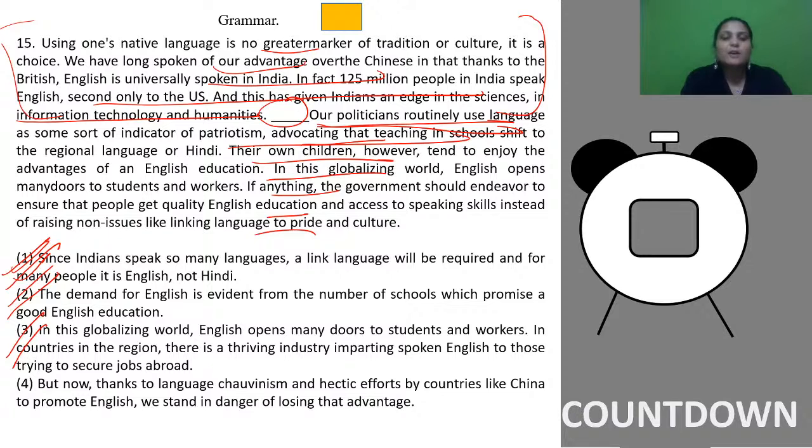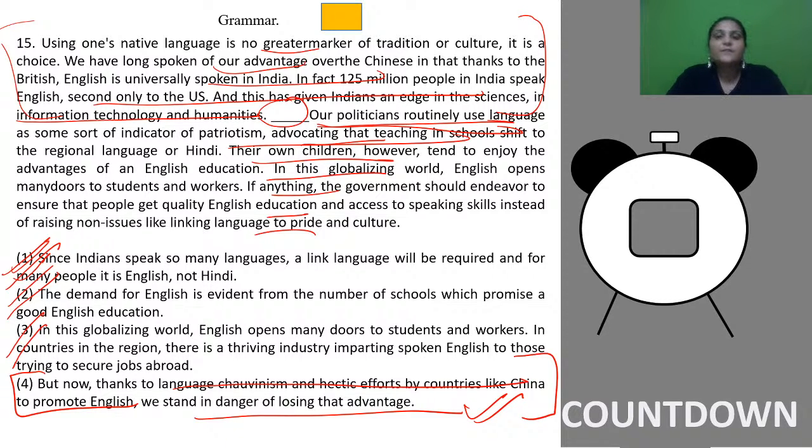But now, thanks to language chauvinism, that's why I told you a good vocab is a must. Chauvinists are people who kind of shove their opinions on other people. They feel they are morally or intellectually superior. That's why we talk about male chauvinism most of the time when we talk about a patriarchal society. And hectic efforts by countries like China. Now, if you have to select it directly, I gave you the entire explanation. But if you don't feel it is necessary, the direct way to eliminate the options is, this is the only option which is talking about China and India's comparison with China, which is being done in the first half of the passage. That yes, thanks to the language chauvinism and hectic efforts by countries like China to promote English, we do stand in danger of losing the advantage we have had till now.